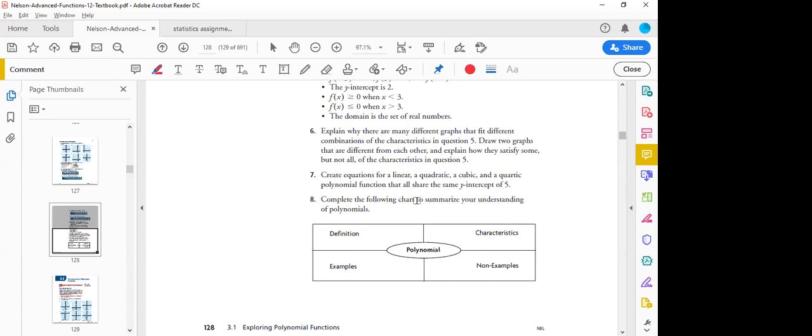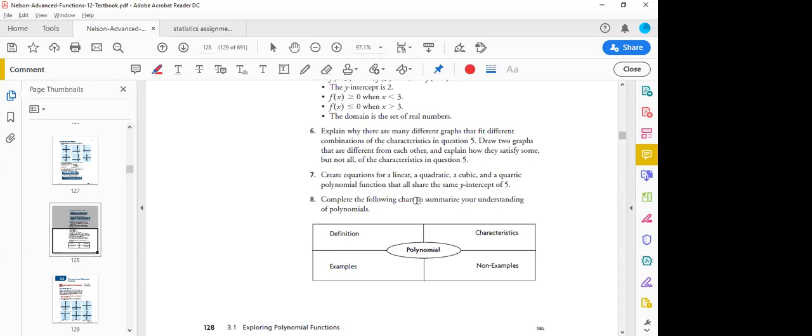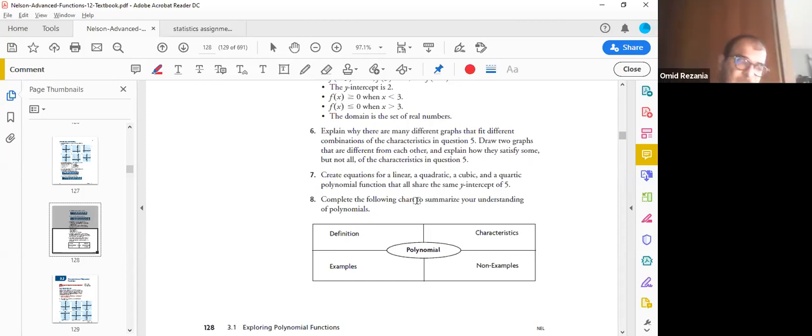When you are done with the homework, please take a picture of it and send it to me on the Schoology. This homework is going to be very easy. You do that, you see that it's much easier than the previous chapter.